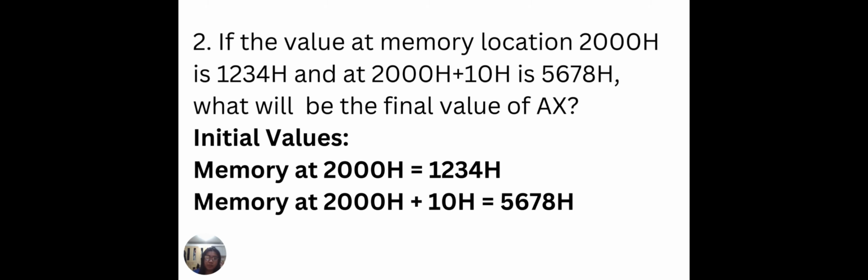Now to answer number 2, we need to solve for AX. The memory at 2000H is 1234H and the memory at 2000H plus 10H is 5678H. That's in the given. The first code was MOV AX, [SI]. This means we're moving the value from the memory location pointed to by the SI register into the AX register. But at this point, we don't know what value SI holds. So AX is loaded with whatever is at SI.